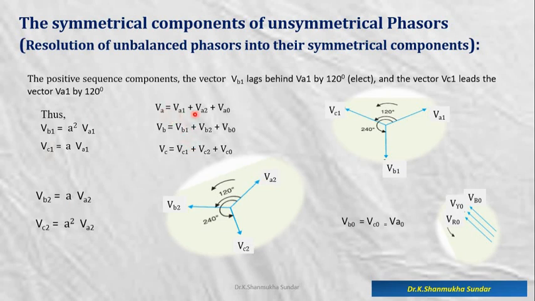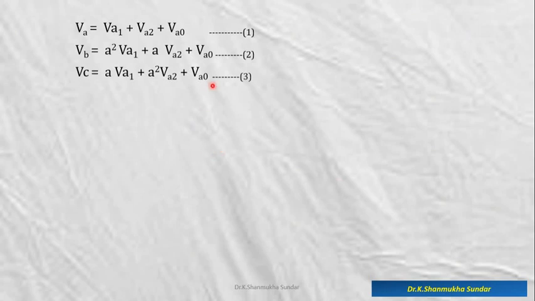So VA1, VA2, VA0 will be retained as they are. VB1 will replace this one, VB2 will replace this one, and VB0 is the same because all zero sequence voltages are the same. Then VC1 is equal to this one, VC2 is equal to this one, and VC0 is equal to VA0. We are going to substitute all these values in these equations. Let us see what happens. Now we have done that, and these are the resultant equations. After substituting those relations, we got these relations for VA, VB, VC. Call those equations 1, 2, 3.